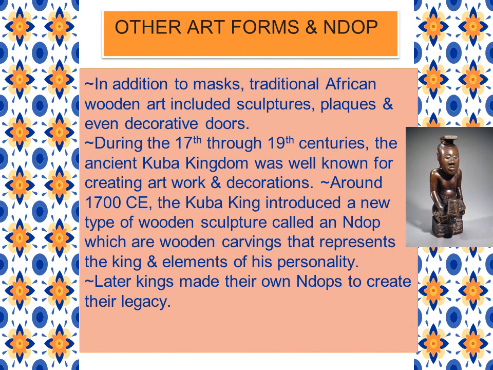So here we have the other art forms besides the mask, and the new concept of Endorf. In addition to masks, traditional African wooden art included sculptures, plaques, and even decorative doors. During the 17th through the 19th centuries, the ancient Kuba kingdom was well known for creating artwork and decorations. Around 1700 CE, the Kuba king introduced a new type of wooden sculpture, the one which you can see in the picture. This was called Endorf, which was made of wood with lots of carvings that represented the king and the elements of his personality. So you can make out the personality of the king who had devised or introduced this Endorf. Later, the kings made their own Endorfs to carry on their legacy.